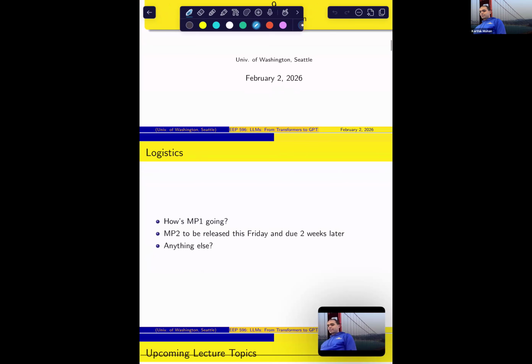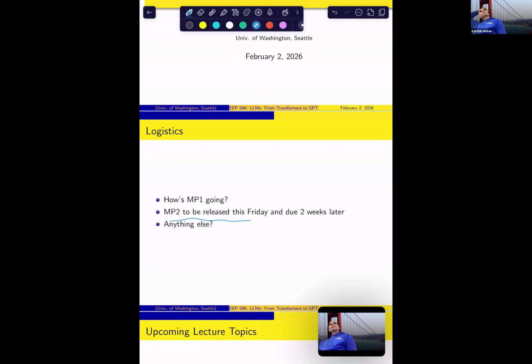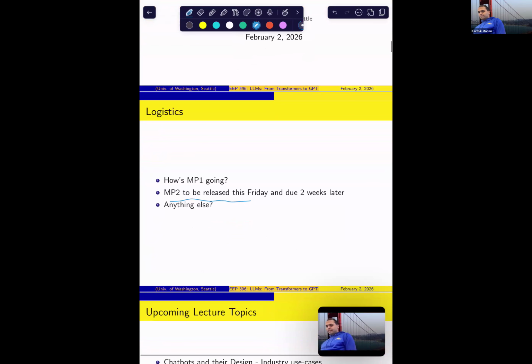I think mini project 2 will be released this Friday, and due in 2 weeks. It's going to have 3 parts, and all of them are connected. So there's more you can go into building chatbots and designing chatbots there. Anything else on the logistics?